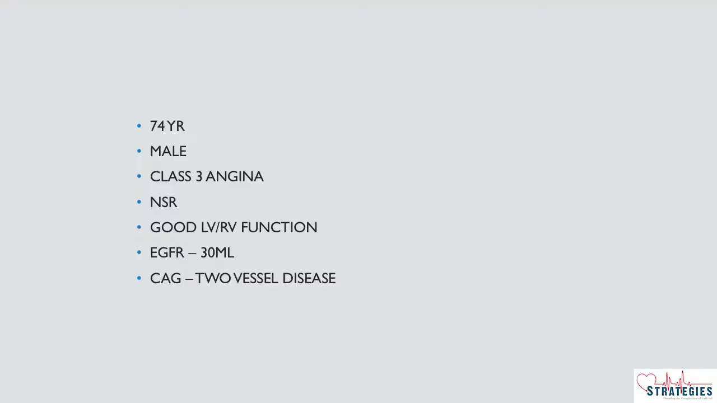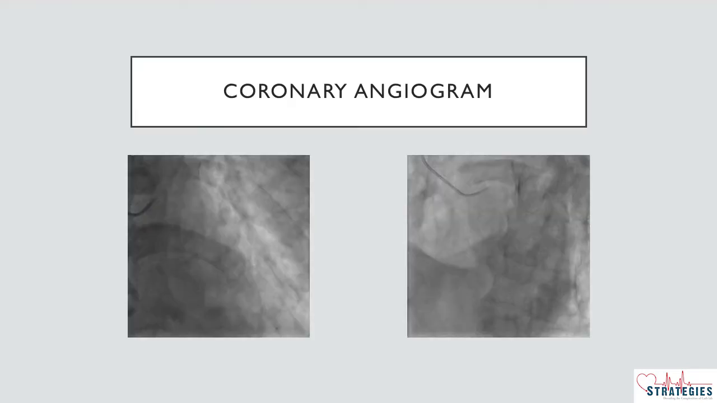To introduce the case, this patient is a 74-year-old male who came with class 3 angina, almost crippling angina, because of which he is not able to do his regular activities. He was in normal sinus rhythm with good LV and RV function. His eGFR was 30 ml, and coronary angiogram showed two-vessel disease with an anomalous LCX origin.